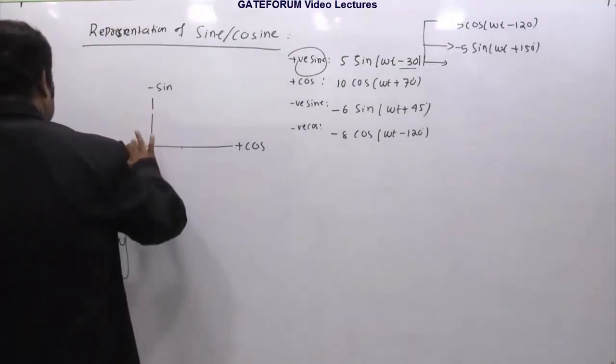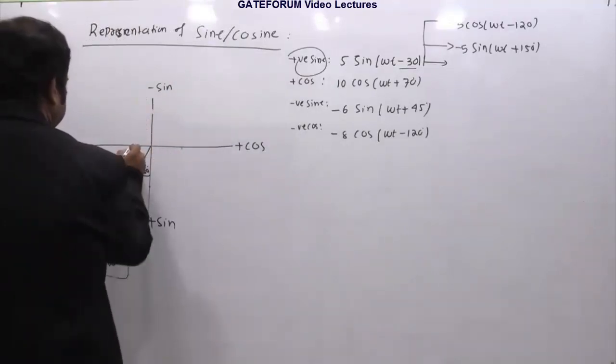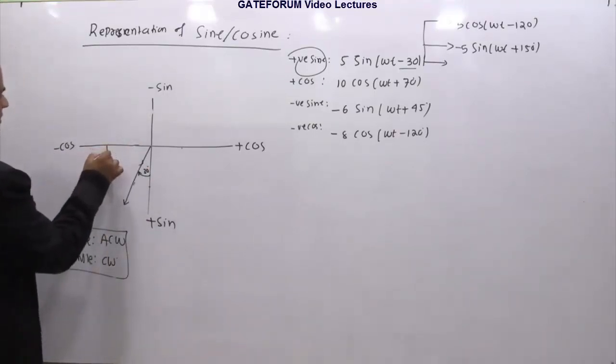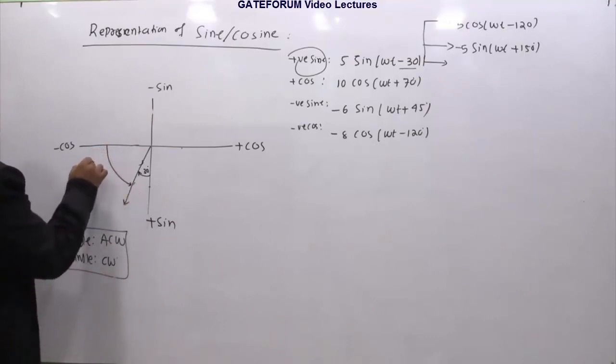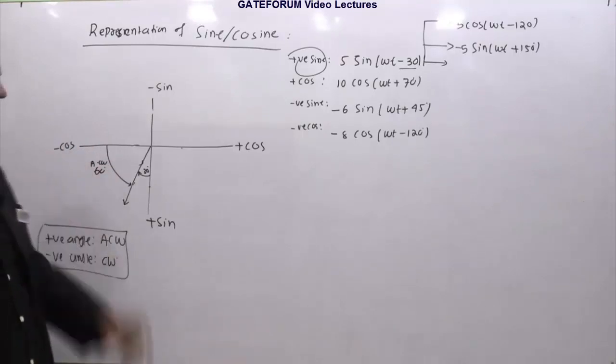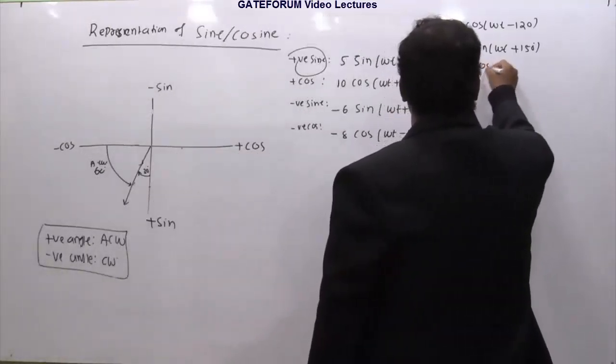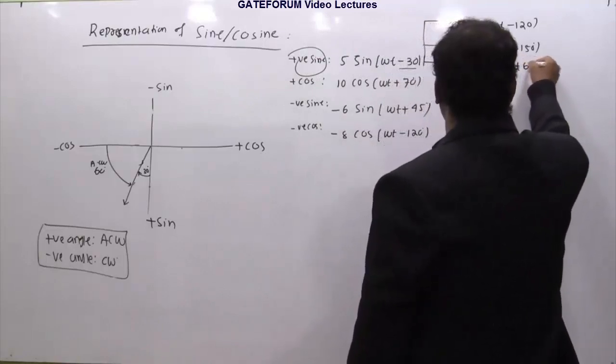So that's it. Now coming to the next one. In terms of what I said, negative cos is here, so I should move this way. This is anti-clockwise movement again, and this is a 60 degree movement, because if this is 30, this will be 60. So this can be written as minus 5 cos omega t plus 60 degree.